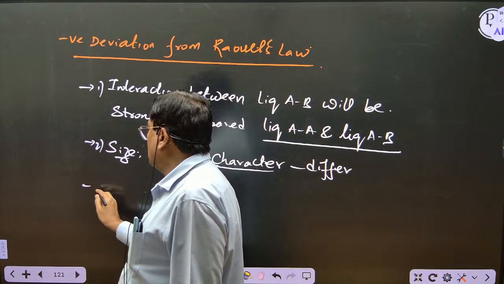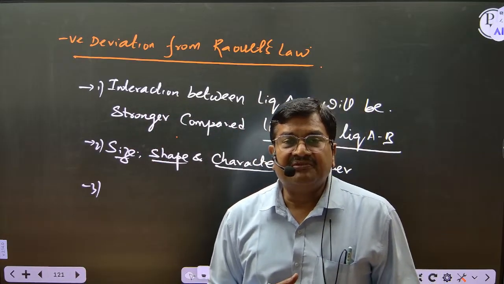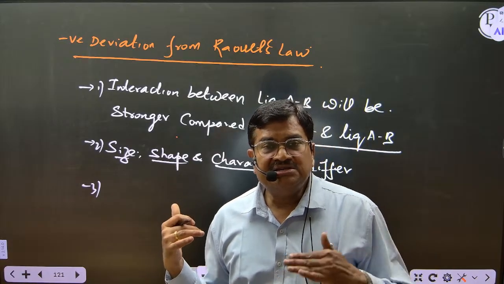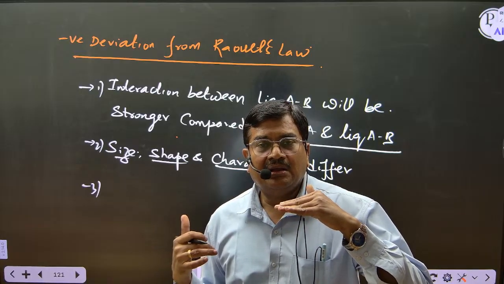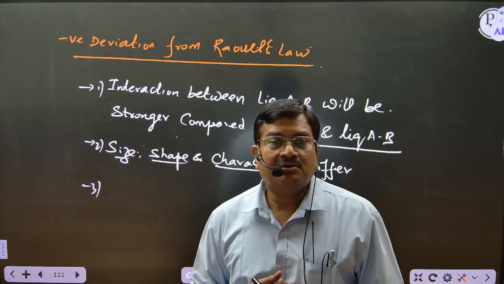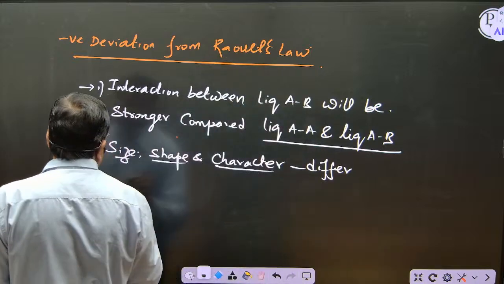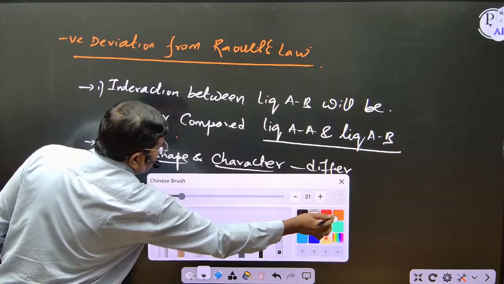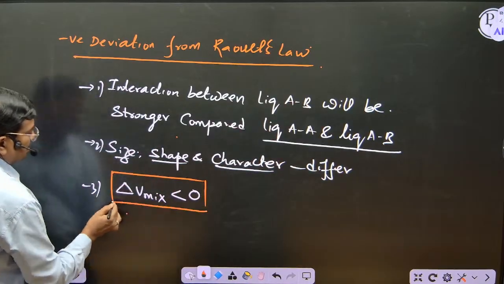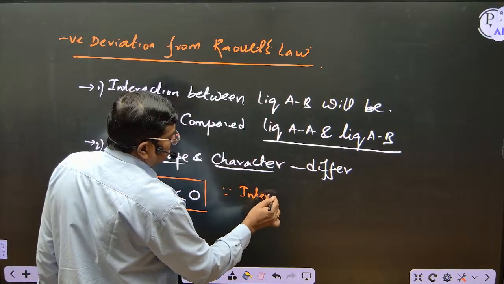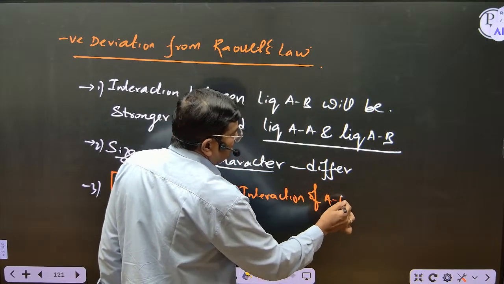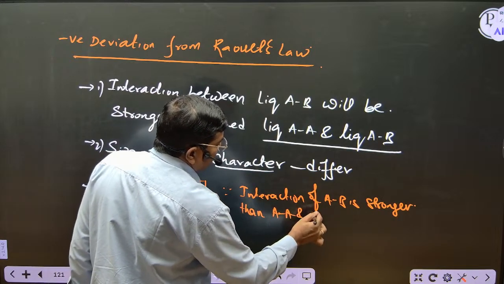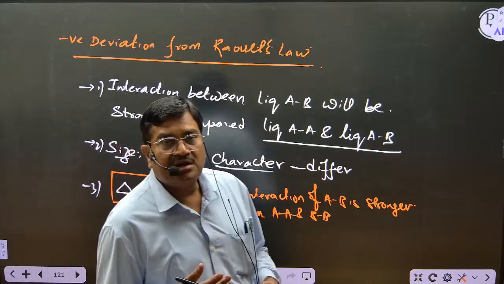Now tell me, I have added 50 ml of A liquid with 50 ml of B liquid. Actually, if there is no interaction, it should come to 100. But here, since interactions are stronger, instead of getting 100, it comes 99.9. So why is the volume getting reduced? Interactions are becoming stronger, no? So the volume change of mixing will be less than 0, since the interaction of AB liquid is stronger than AA liquid and BB liquid.